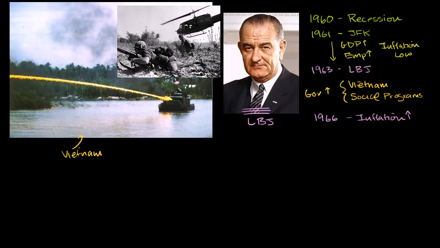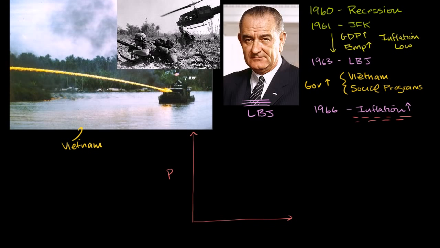And let's see whether our AD-AS model would allow for this to happen, or would predict this given what was going on. So let's draw. So that right over there is my price axis. And this right over here is my real GDP axis. Let me scroll down a little bit. This right over here is real GDP. And so if we go into the 1964, 1965 time frame, you could say that the U.S. is performing at its potential GDP.